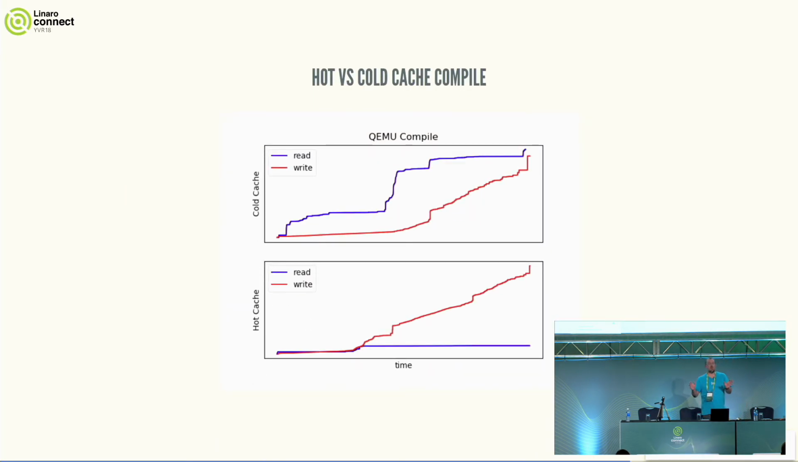So this is exactly what we'd expect to see. In the cold case, we spend quite a lot of time reading stuff off the disk, and then when we recompile it with the hot cache, we don't read anything off the disk because it's already cached in RAM.